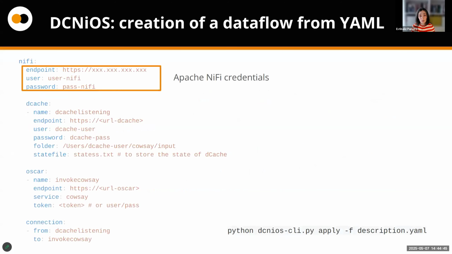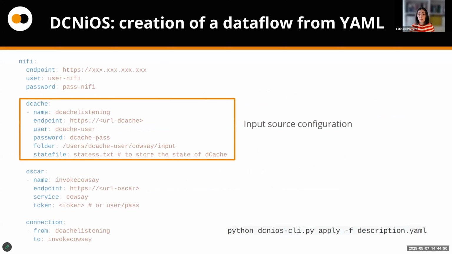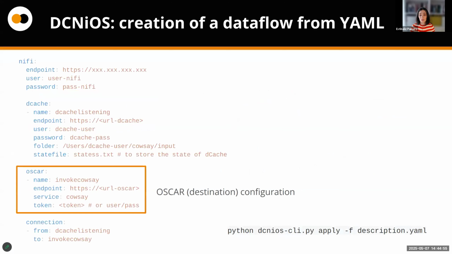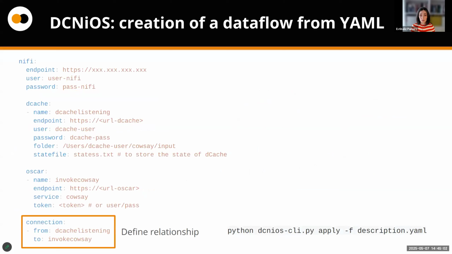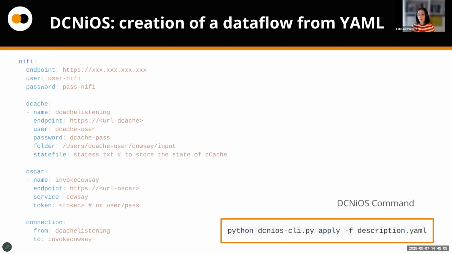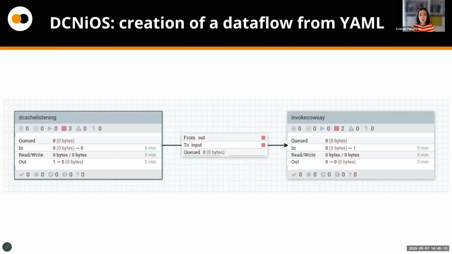This is the YAML file. We need to provide the Apache NiFi credentials, the input source configuration, in this case for the cache, and the destination configuration. In this case, is a very simple service in OSCAR, and the connection. So to define that relationship, we use this DCNews command. And this is going to be deployed on our Apache NiFi instance. That, by the way, is also deployed using the infrastructure manager along with OSCAR and MinIO.